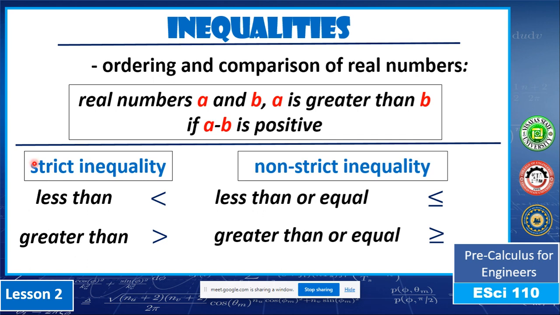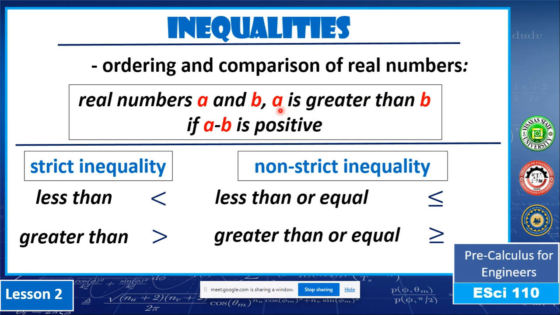So for example, in this statement, sabi daw dito, real numbers A and B, A is greater than B if A minus B is positive. So this is true, guys. Bakit? Kapag kasi sabi dito, si A daw is greater than B, therefore kung malaki si A, kung isubtract mo si B sa kanya, magiging positive yung answer. Bakit? Of course, malaki siya eh.